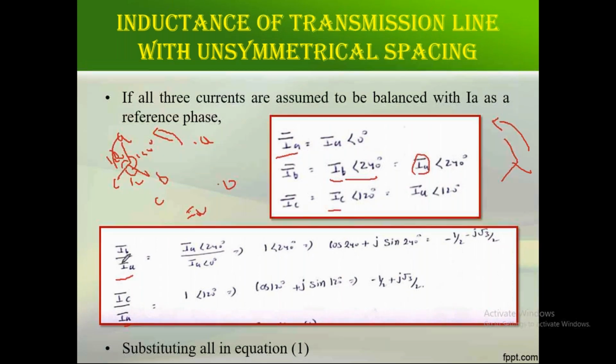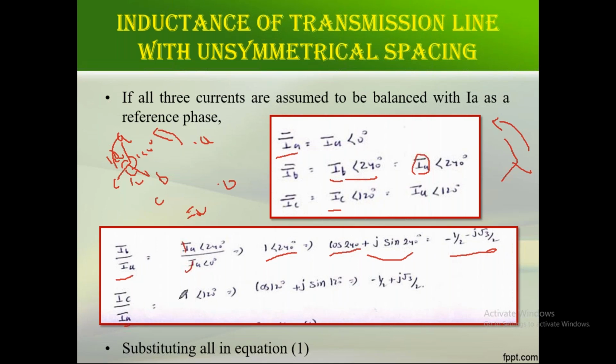Now let us substitute these two terms. What is the value of IB by IA? IA at a phase angle of 240 degrees divided by IA. IA gets cancelled, then we have 1 at an angle of 240 degrees. You can write cos 240 plus j sin 240. So IB by IA is minus 1 by 2 minus j root 3 by 2. That is why I told you in the last two classes how to calculate the phasor angle. This is the value we can substitute instead of IB by IA.